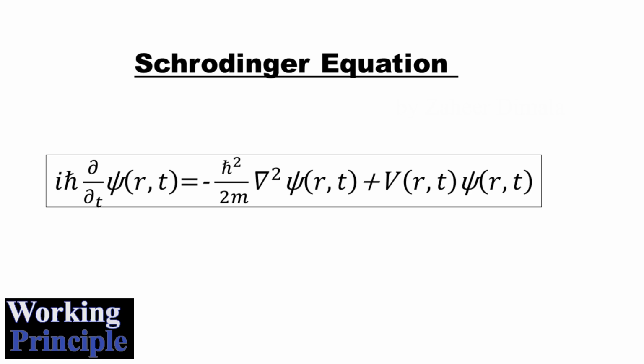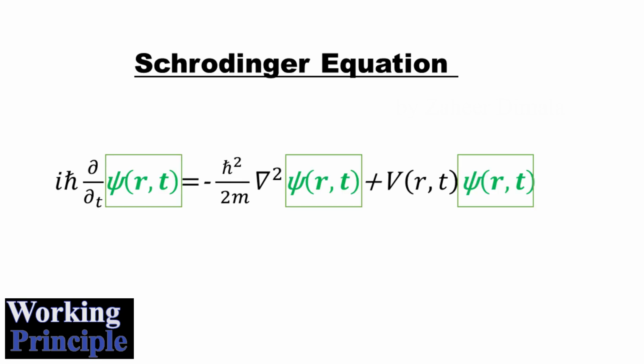In order to build an intuitive understanding of the Schrodinger equation, let us look at the terms in the equation separately. The first term of interest is the psi term. In this equation, psi represents the wave function, which in simple terms tells us that subatomic particles behave like waves. The r and t in the brackets tell us that this wave function depends on the distance from the nucleus and time.